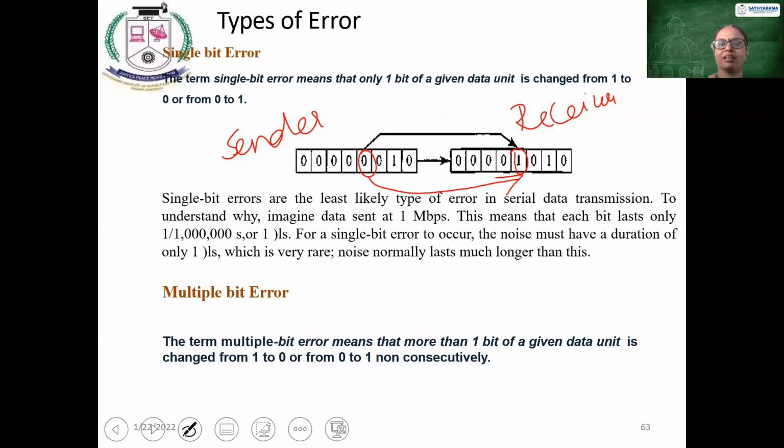Okay, multiple bit, actually it is the reverse. More than one bit, that is called a multiple bit error. So we have three types of error: single bit error, multiple bit error, burst error. Okay, so single bit, we all know that it will detect only the single bit. Single bit means 0 is changed to 1 or 1 is changed to 0. That is a single bit error. Multiple bit now, more than one bit, more than one bit consecutively 1 to 0 or 0 to 1. Okay, that is a multiple bit error.